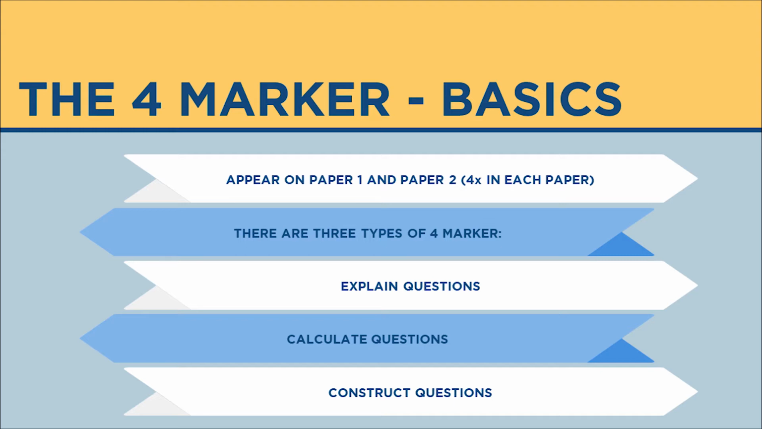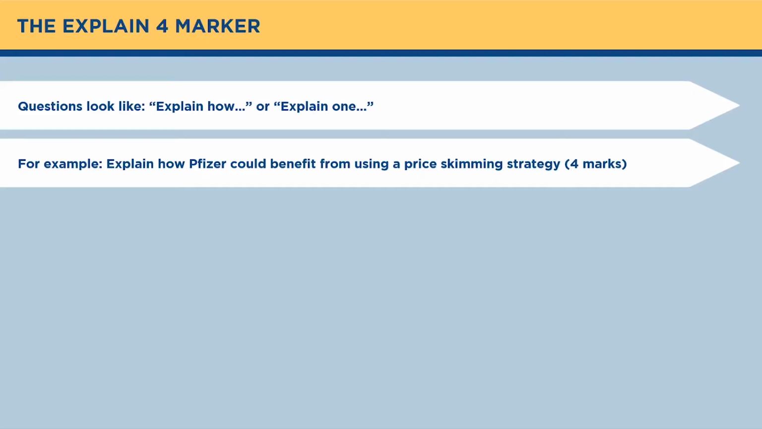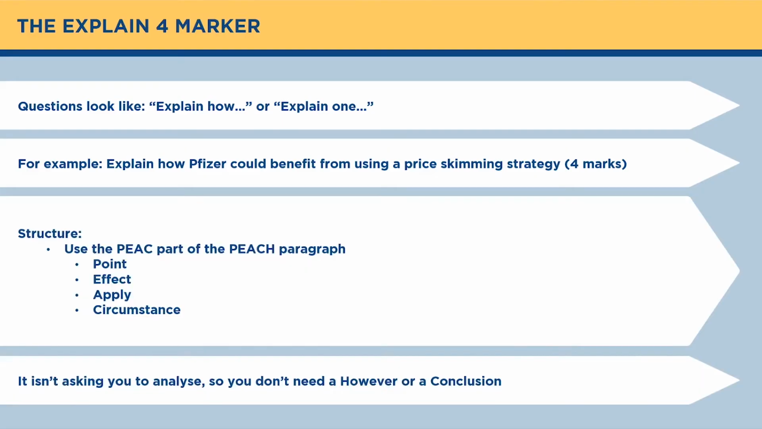I'm going to go through all 3 different types of question. I'm going to show you an example question and a model answer and explain how I've come to that answer. I'm going to start with the explain 4-marker. So questions look like explain how or explain one, and an example of the question could be explain how Pfizer could benefit from using a price skimming strategy. So this would be an example of a 4-marker.